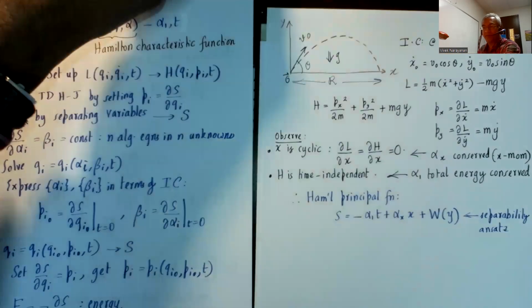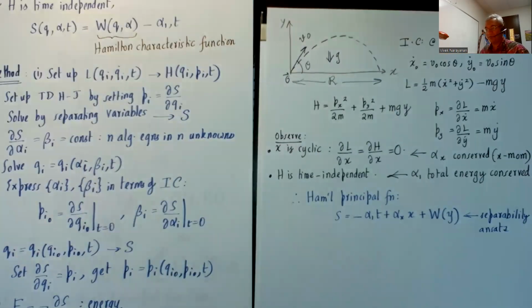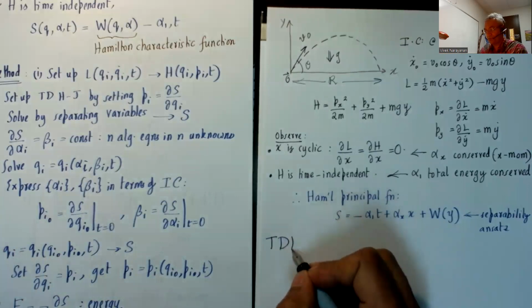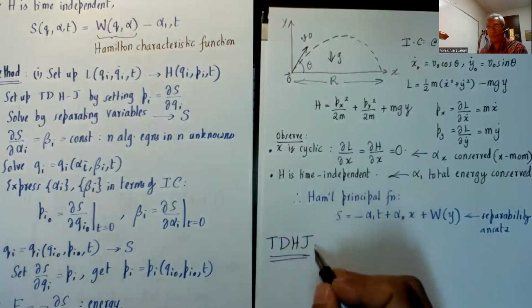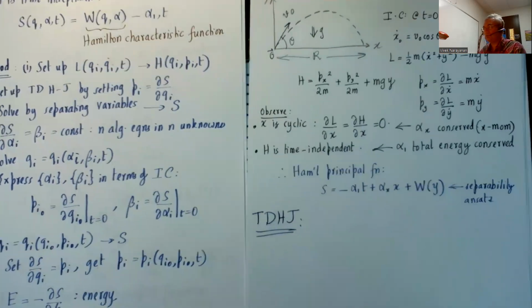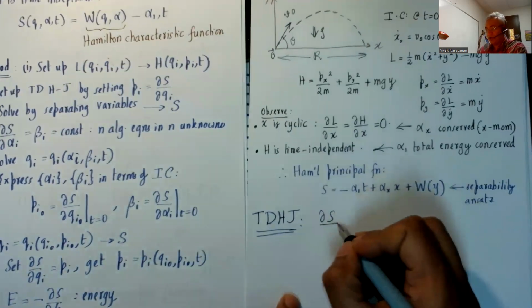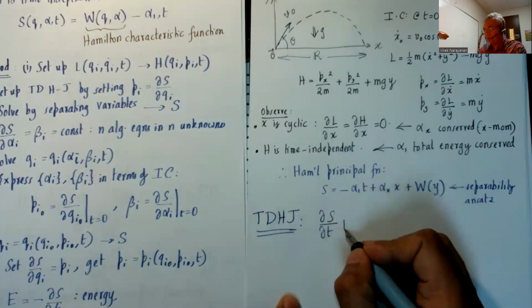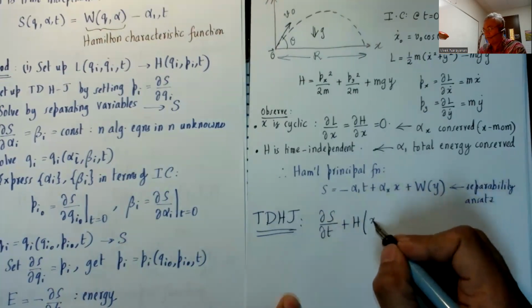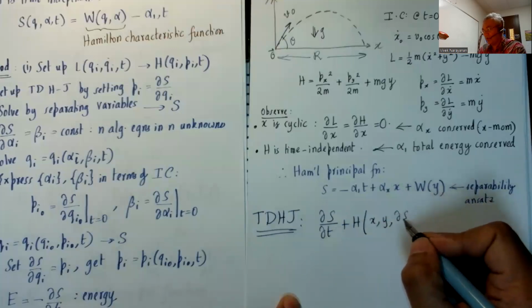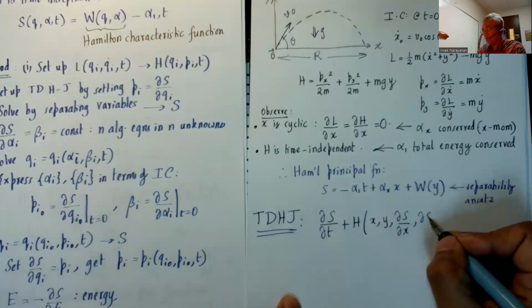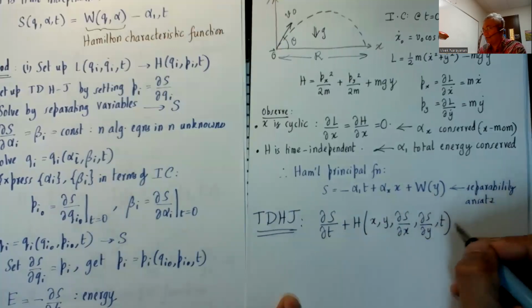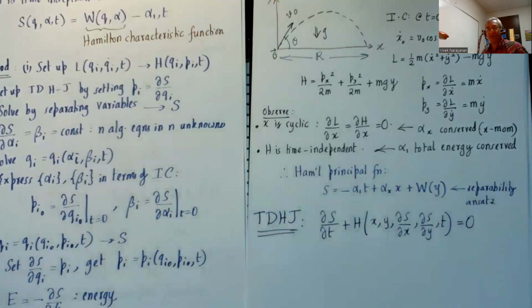Very well. So now the time-dependent Hamilton-Jacobi equation can be written. Let's write it. Del S by del t plus H of x, y, del S by del x, del S by del y, t equal to 0. So that's the general equation. Now what do you get?